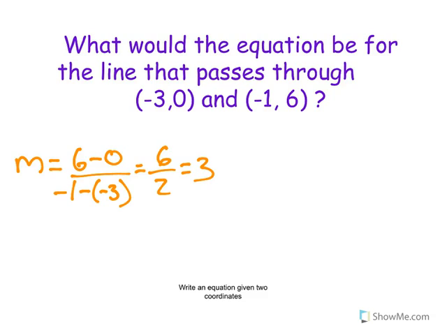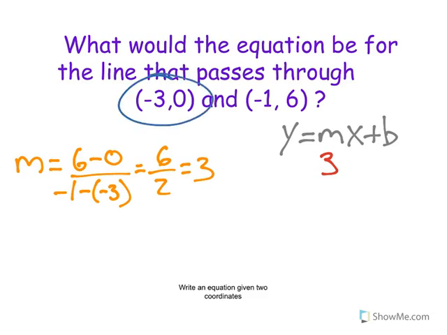Where do we go next? Equation of a line. What do we know? We know the slope is 3. I'm going to take the first coordinate, right? Now, if I had one ordered pair with positive numbers and one with negative numbers, I'm going to take the positive numbers. So both of these have a negative coordinate, but the first one's got 0. So it's a little less likely I make a mistake with a 0, I suppose. So I'm going to sub x for negative 3 and y for 0.